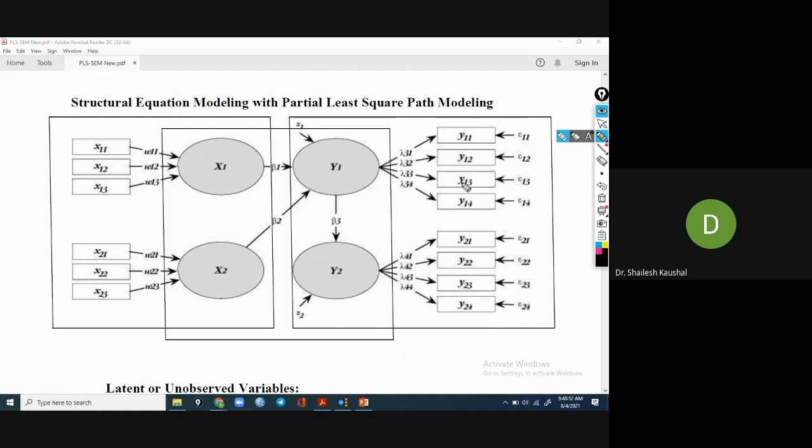These constructs are a combination of independent variables, and Y1, Y2 are the endogenous constructs, a combination of the dependent variables. Now we can see here on the left hand side there is a square.